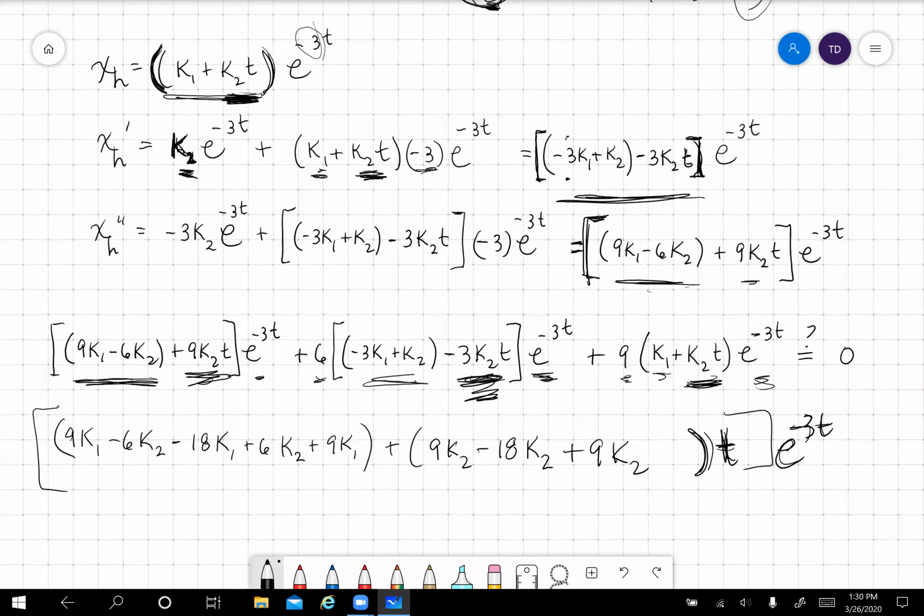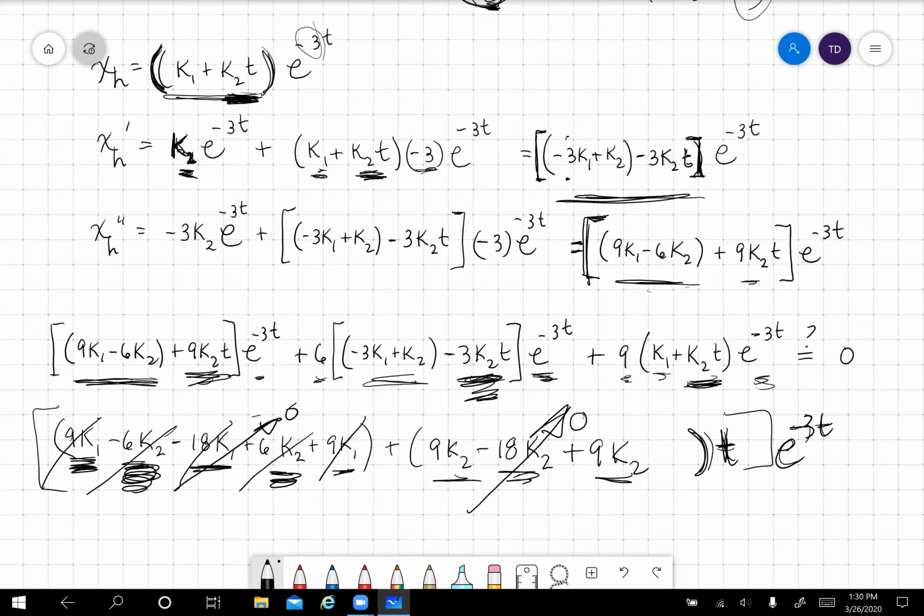Look at the parentheses terms. Minus 18 plus 9 plus 9, 0. Now for the k1s over here: a positive 9, minus 18, positive 9, 0 on the k1s. Minus 6 on the k2, plus 6 on the k2. Zip, zip, 0. No more question mark. Yes, indeed, it's equal to 0.